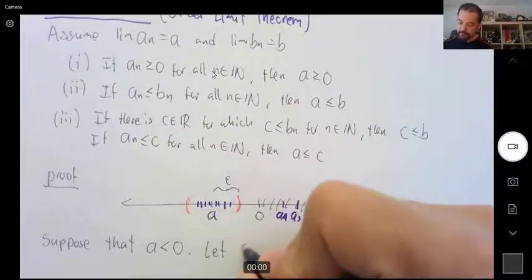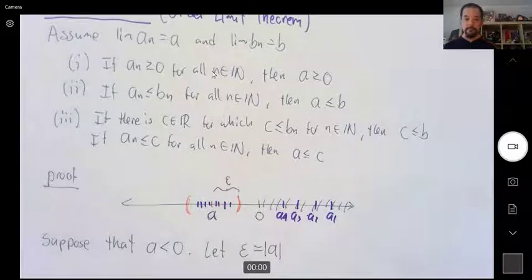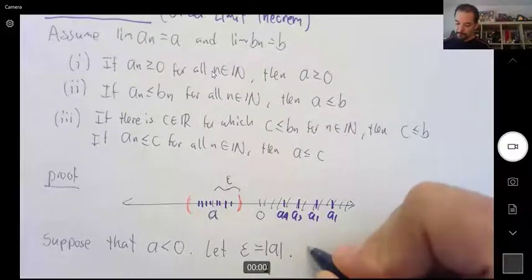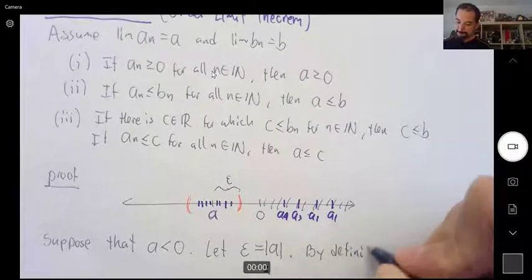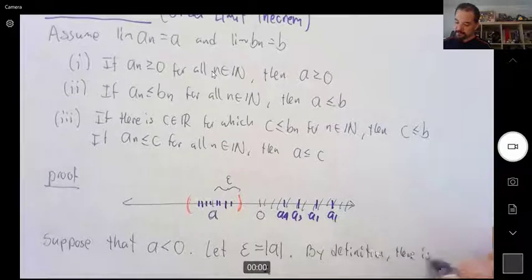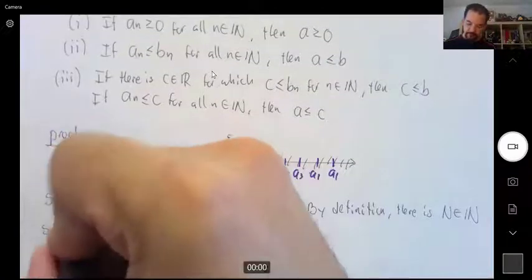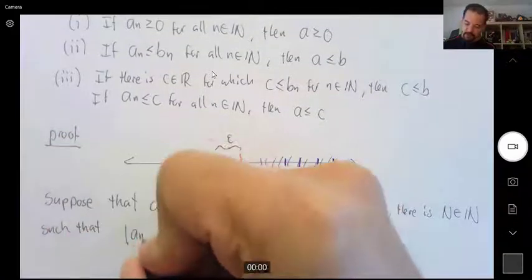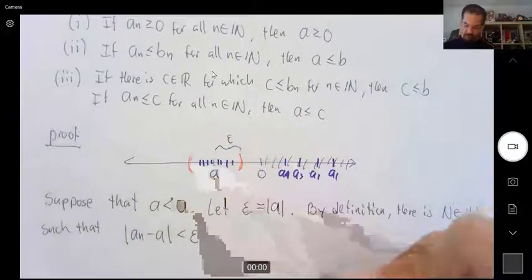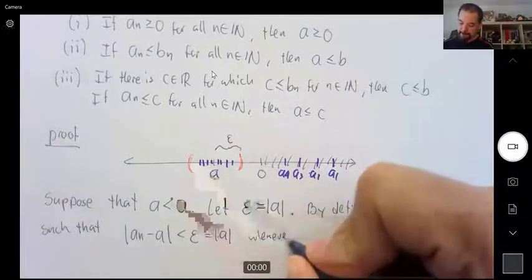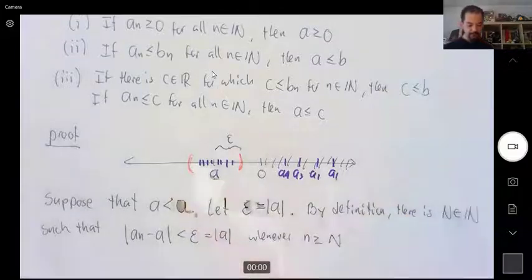So let epsilon be the magnitude of a. I'm actually picking one that is a little bit bigger than my drawing, but it's not going to matter. I mean, if you want, you can pick this divided by 2. Anything smaller will work, all right? So then, by definition, there is some capital N, a natural number, such that |a_n - a| is smaller than epsilon, remember, that's the absolute value of a, whenever little n is bigger than capital N, right?